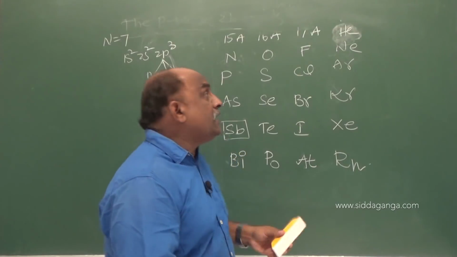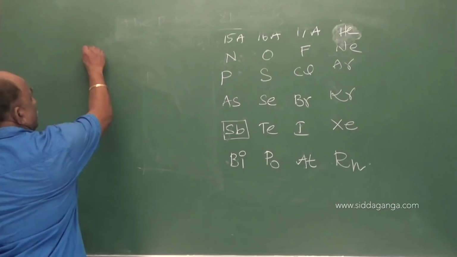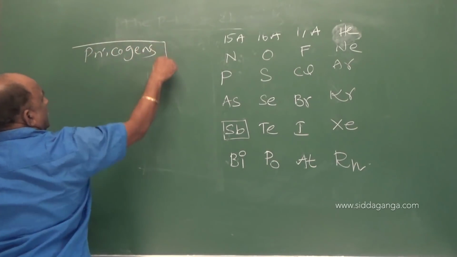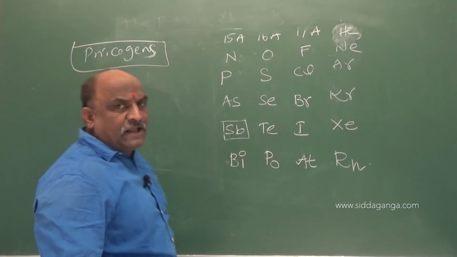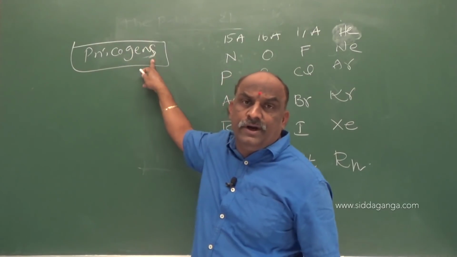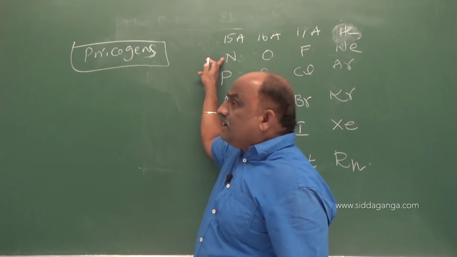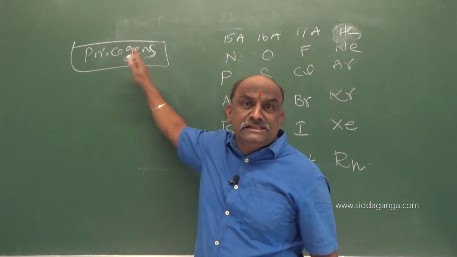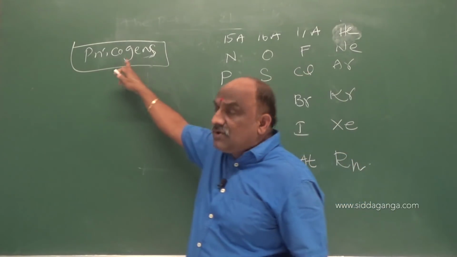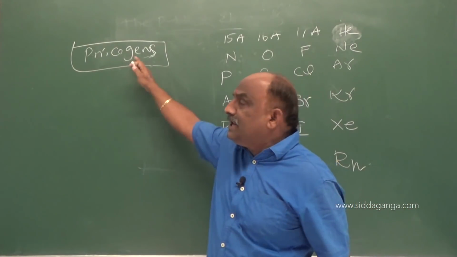These are also called pnicogens. What is the meaning of pnicogens? It is a Greek word. The 15th A group elements are called pnicogens. Make a note, students, this is a very important point. The 15th A group elements, the nitrogen family, are called pnicogens. Why are these called pnicogens? Because all of these are suffocating in nature.